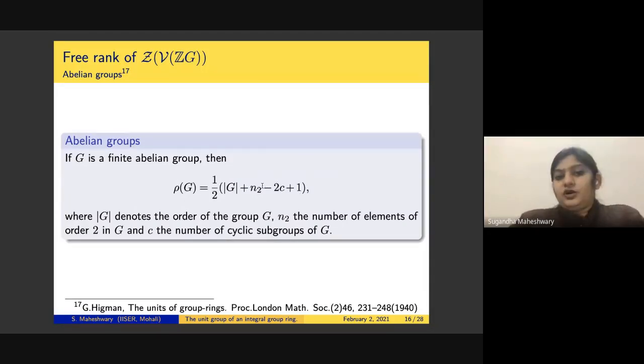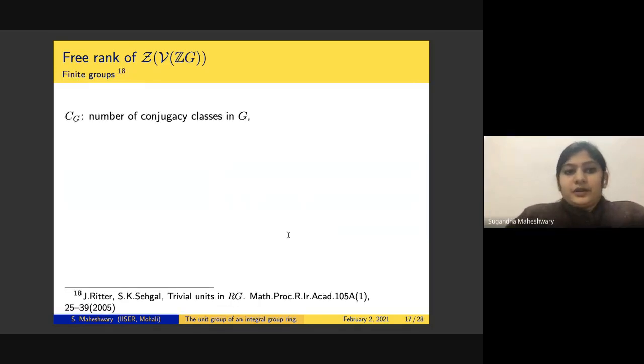So the rank of the free abelian group, the rank in the case of an abelian group G, is known to us very much by these parameters: the number of elements of order 2 and the number of cyclic subgroups of G. Rank is known to us. All right, so this has an extension. This is the work of Ritter and Segal, 2005.